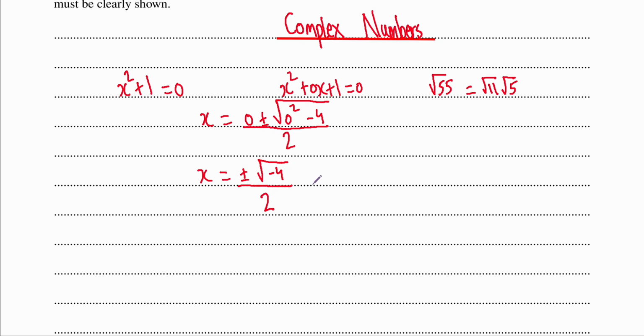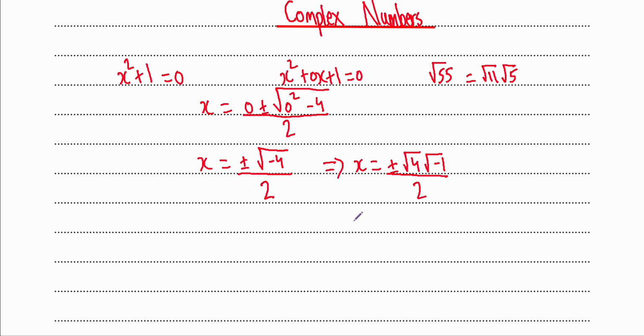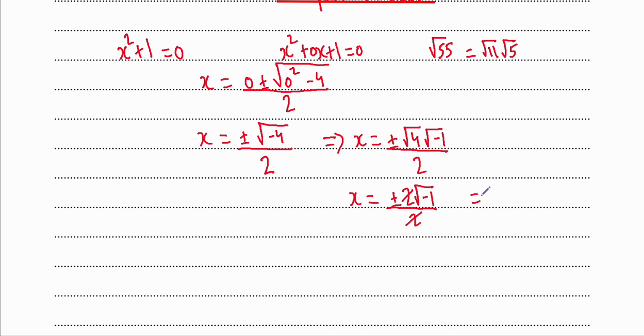So we don't know how to take the square root of a negative number, so we can instead write this as x is equal to plus or minus the square root of 4 times the square root of negative 1, divided by 2. We know the square root of 4 is 2, so we're going to have x is equal to plus or minus 2 times the square root of negative 1, divided by 2. Now these 2's will cancel out, and you're going to be left with x is equal to plus or minus the square root of negative 1. Well, you could have just gotten that from bringing the 1 to the other side. Now we have x equals plus or minus the square root of negative 1. So what do we do here?